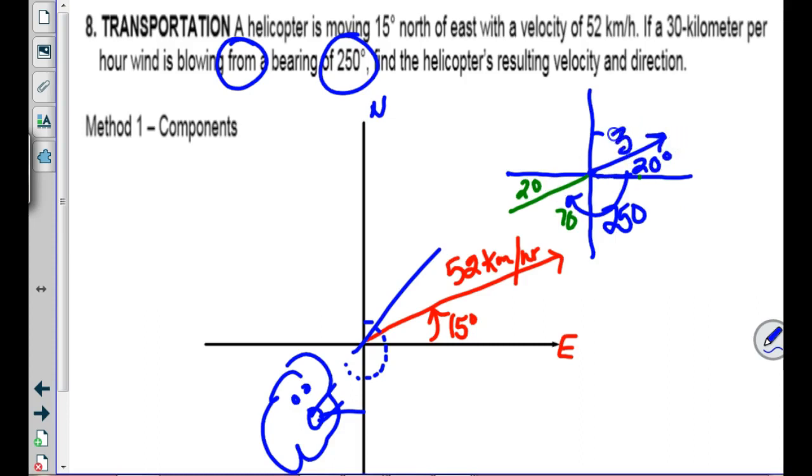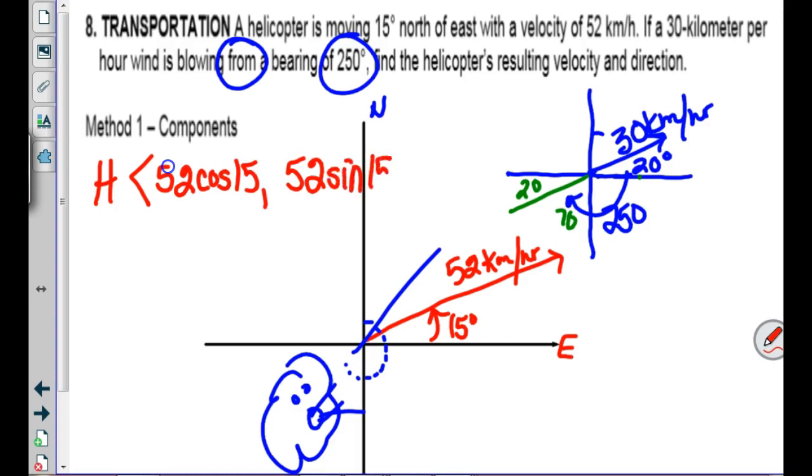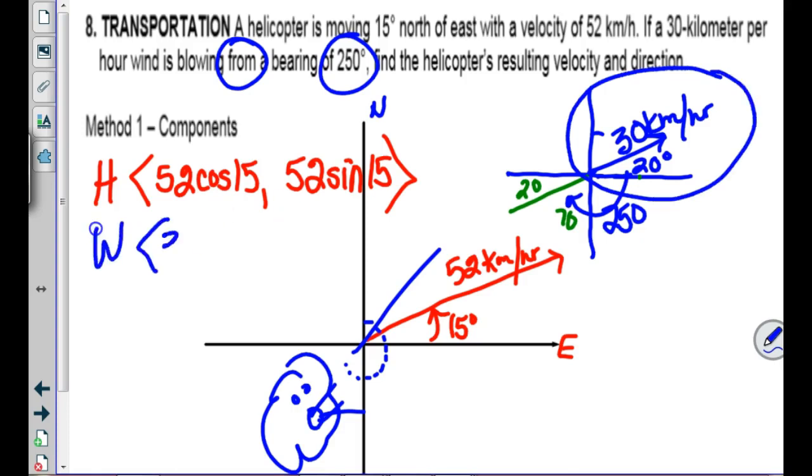And it was a 30-kilometer-per-hour wind. So what are the component forms of the helicopter? The helicopter is down here. So it's 52 cosine of 15 and 52 sine of 15. Okay, what are the components for the wind? Right here. Okay, 30 cosine of 20 and 30 sine of 20. All right, we're going to add those.